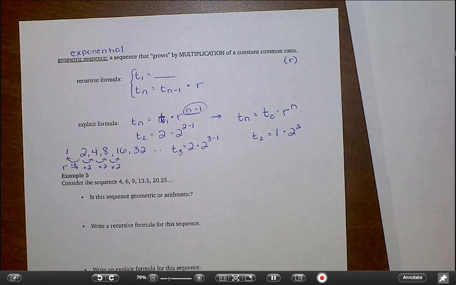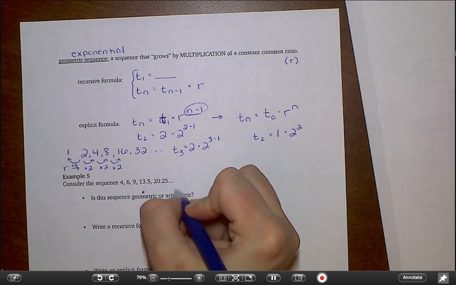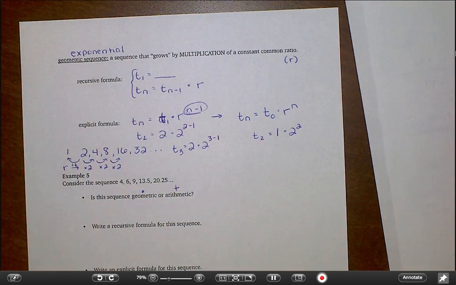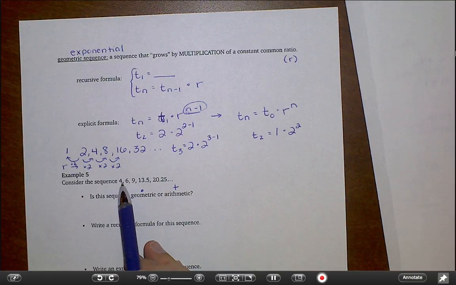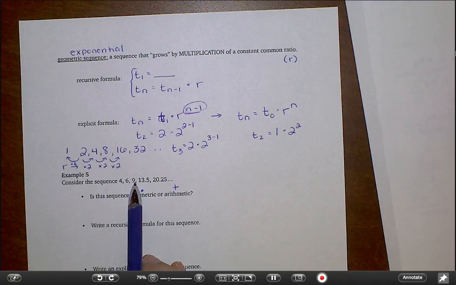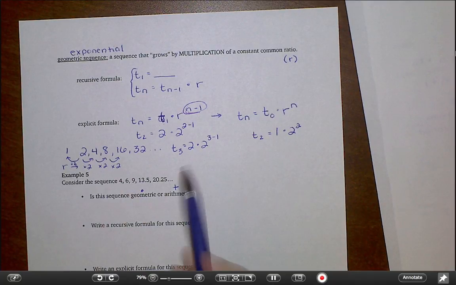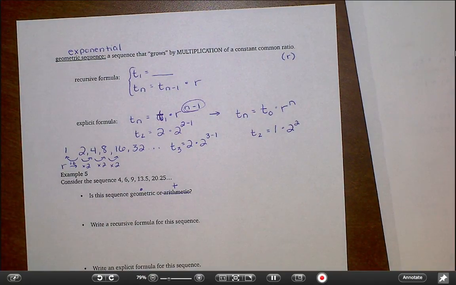Okay, so example 5. We've got this sequence, 4, 6, 9, 13.5, 20.25, etc. I want to know, is this geometric or arithmetic? Well, really what I'm asking you there is, am I multiplying or am I adding to get to the next term? Well, you can see pretty quickly that you're not adding, right? Because to get from here to here, you would have to add 2, but to get from here to here, you would have to add 3. Okay? So I know that it's not arithmetic, so it must be geometric.